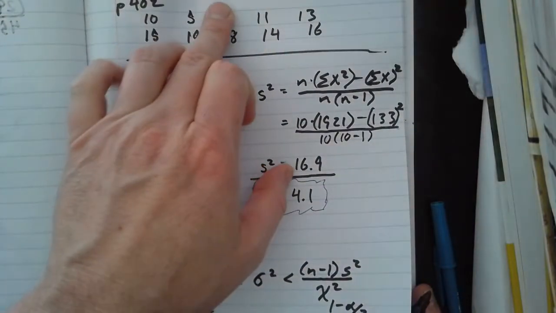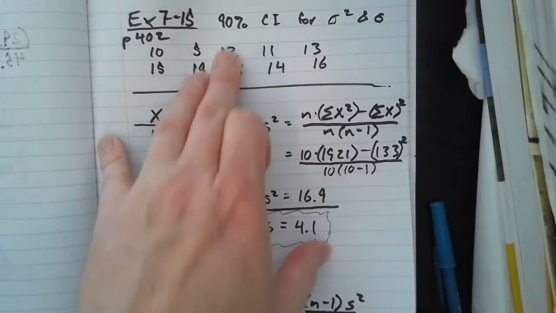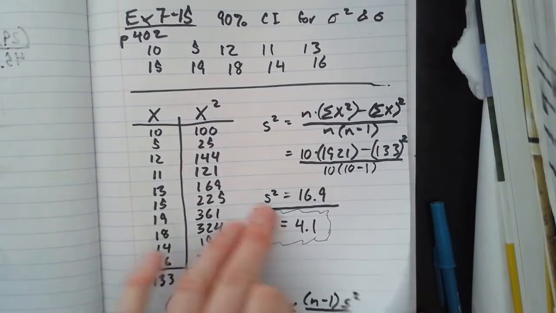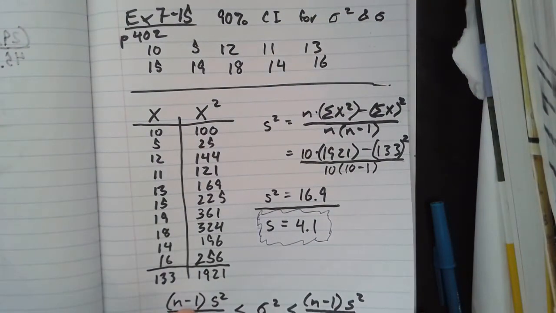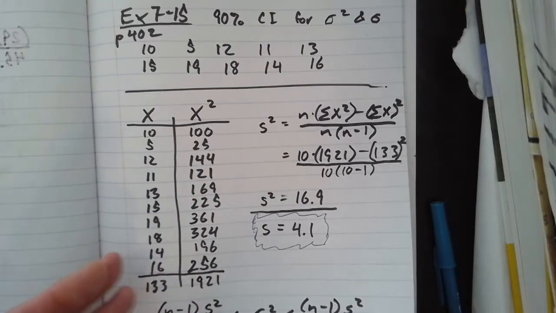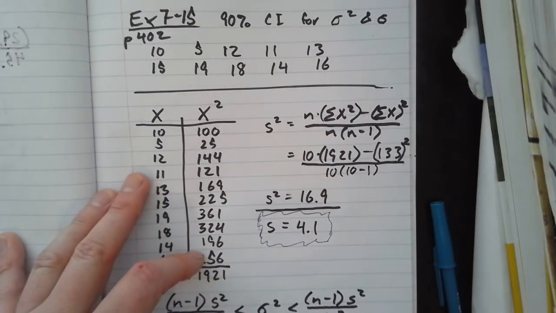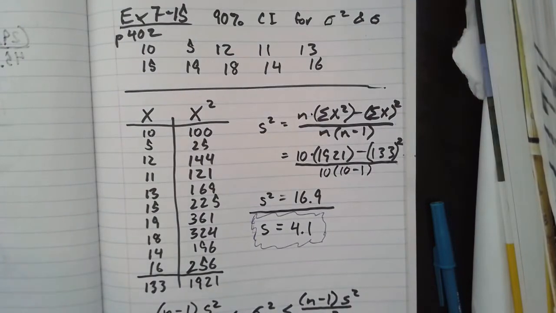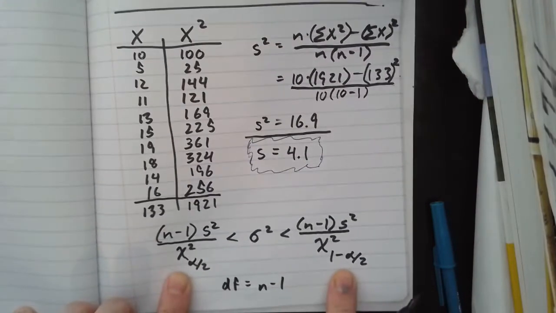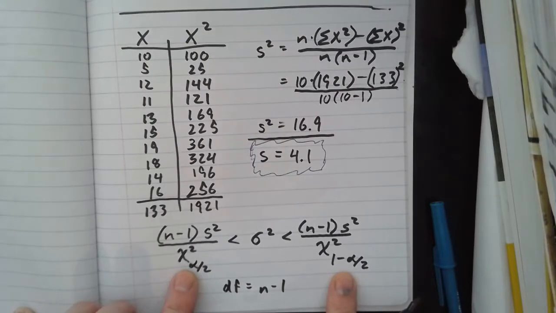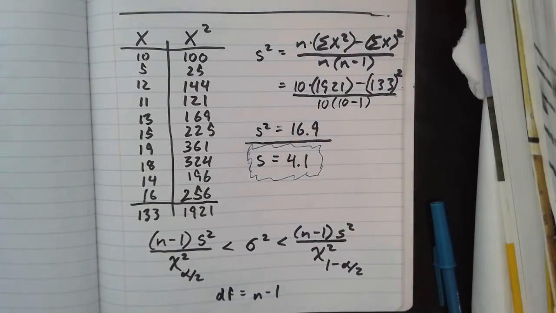Okay, so we want the 90% confidence interval. Our degrees of freedom is equal to 9, so df is equal to n minus 1. The first thing we're going to do is look up these chi-squared values. So we'll pause and go ahead and do that. You do it, and you tell me, and then I'll unpause.